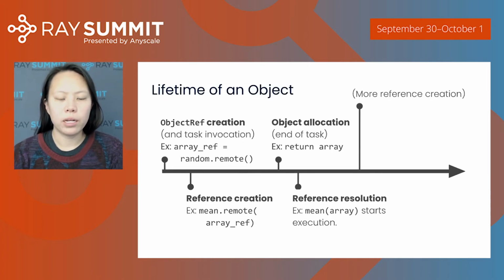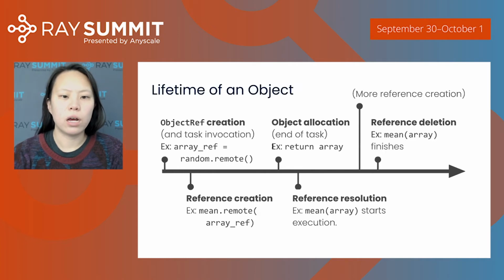While this is happening, it's also possible for more references to get created. For example, we might want to pass the object ref to other tasks. And finally, at some point, all of the references to the object should get deleted. Ray implements a distributed reference counting protocol to figure out when this happens. For example, the system will wait until any tasks that depend on the object have finished execution before it decides to finally deallocate the object. As a user, this is convenient because it means that you don't need to worry about manually freeing memory. You can just delete an object ref once you're finished with it.